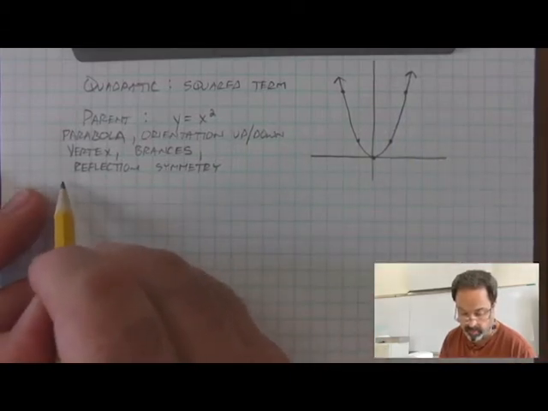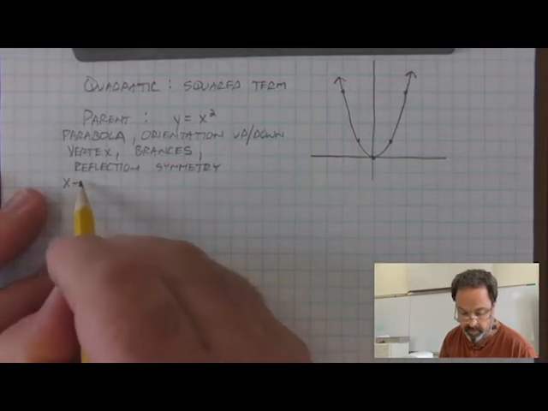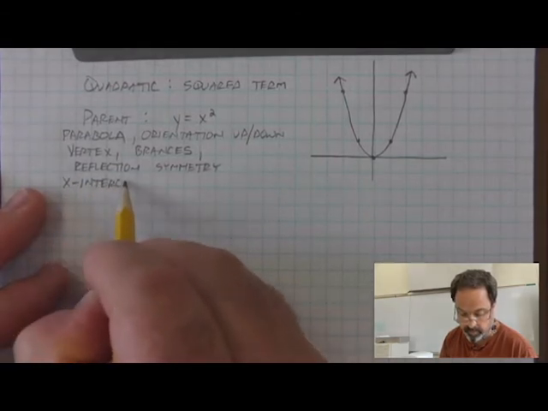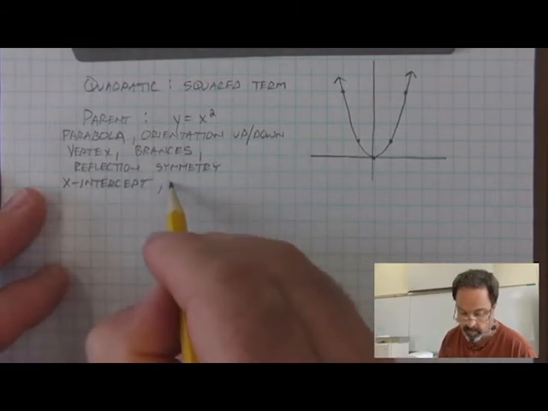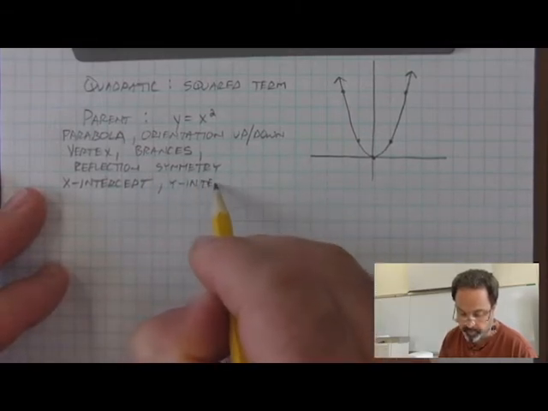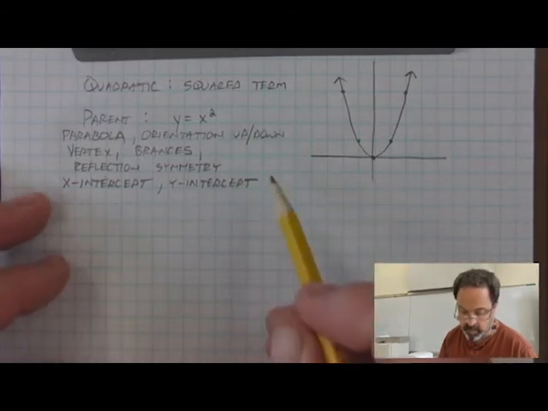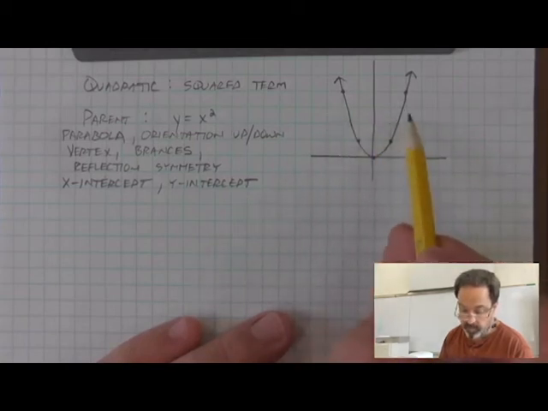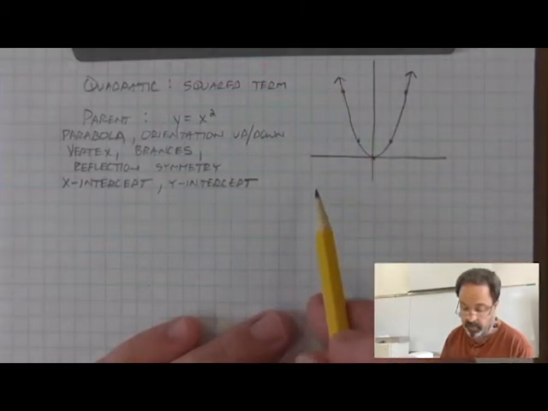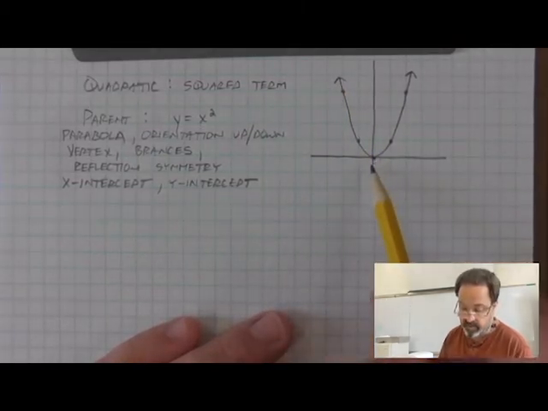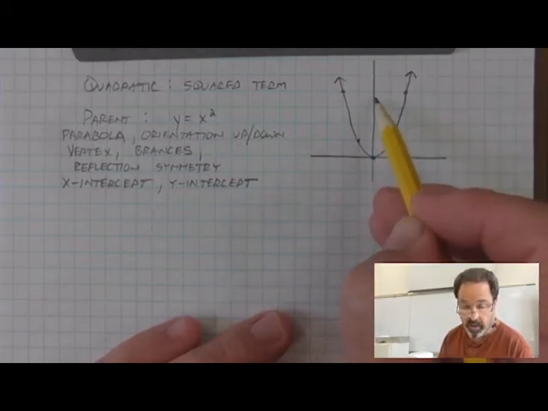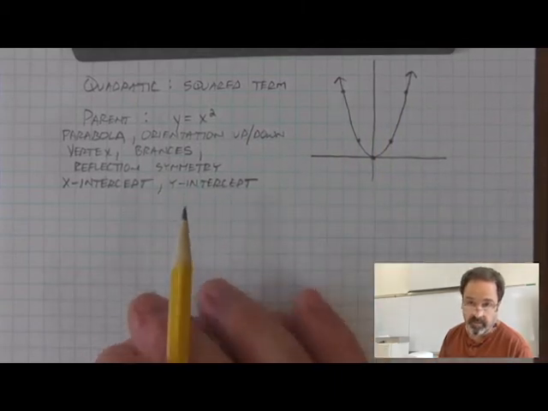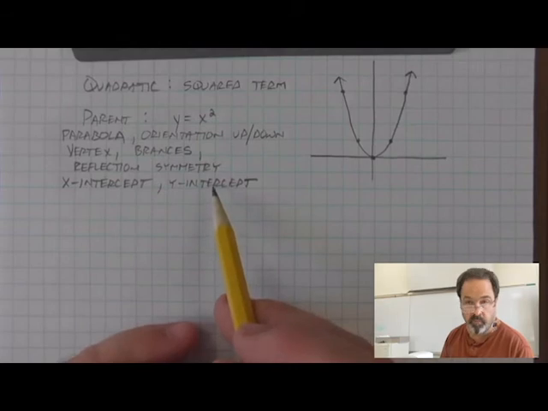And a graph of a quadratic has x-intercepts and a y-intercept. Typically, a quadratic will have two x-intercepts where both of its branches cross the x-axis. The parent parabola only intersects the x-axis once, at the origin. Some parabolas, if you can imagine this one shifted up, may not intersect the x-axis at all. But a parabola will always have one y-intercept.